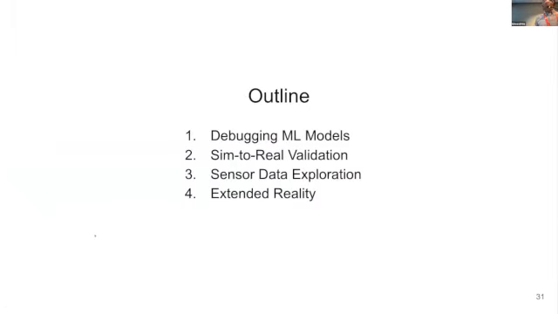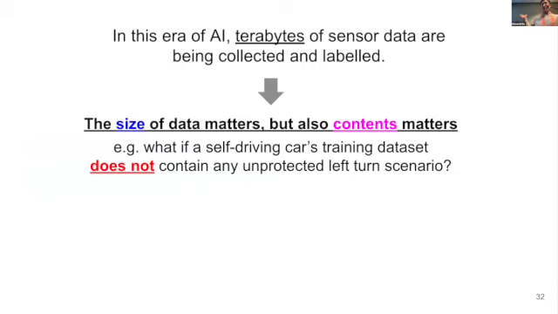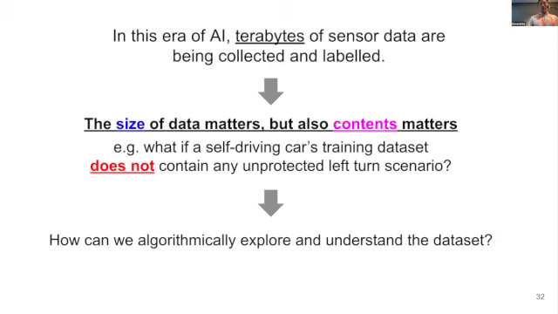Yeah. Now the next part is, again, sensor data exploration. Okay, so going back to the narrative, there are tons of data being collected. And the question now, and I think moving forward, is it's not just the size of the data, but also the contents of data. For example, if you have a self-driving car training data set, and it does not contain any unprotected left turn scenario, well, that's an issue. So how can we algorithmically help researchers and developers explore and understand the data set?